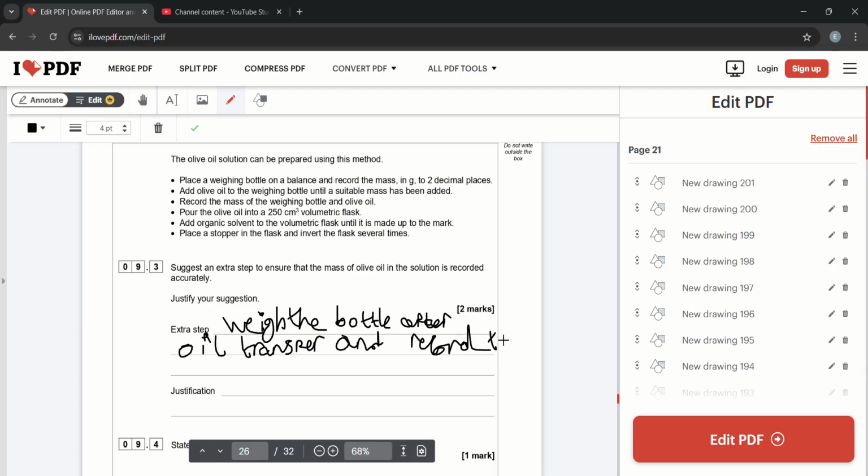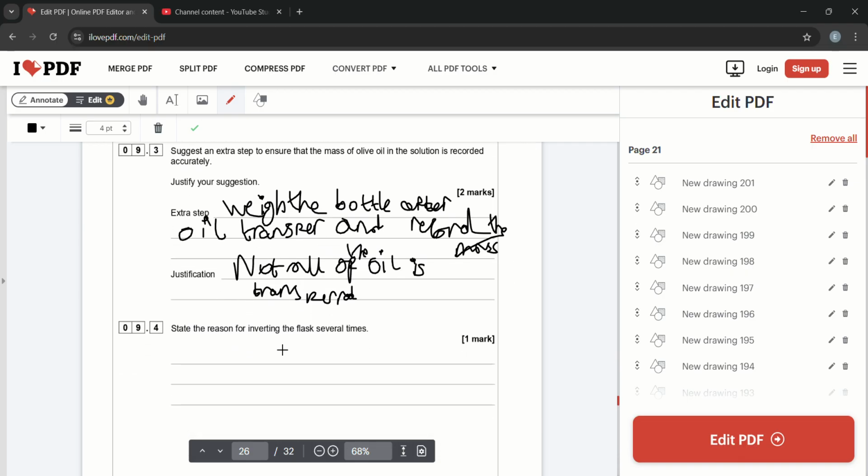And why? Justification: not all of the oil is transferred. Or we can say, to find the exact mass of oil used, not all of the oil is transferred, therefore we want to weigh the bottle after oil transfer to record the mass.